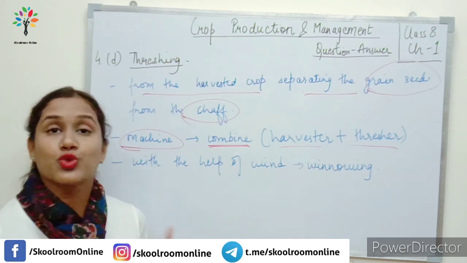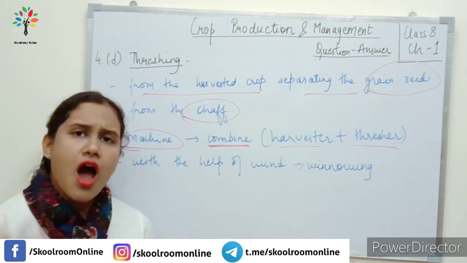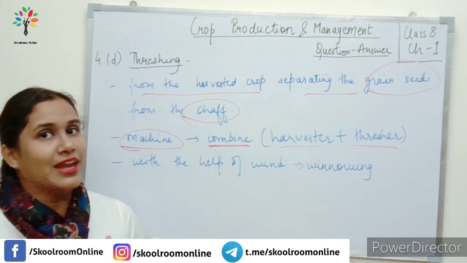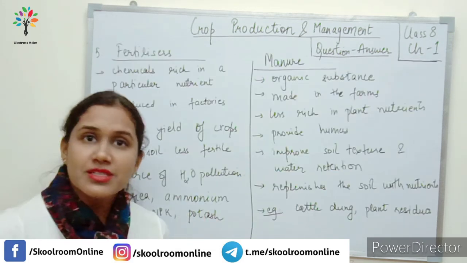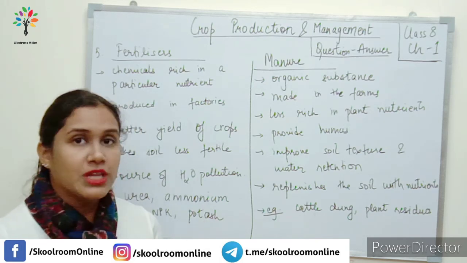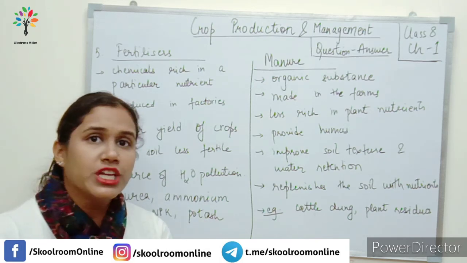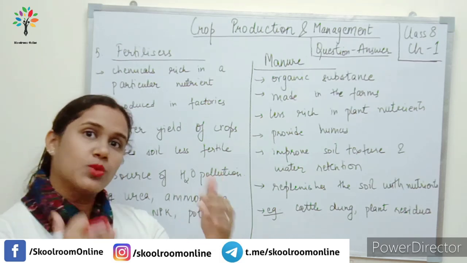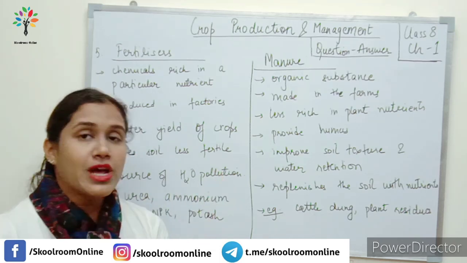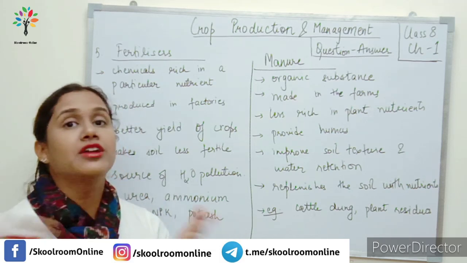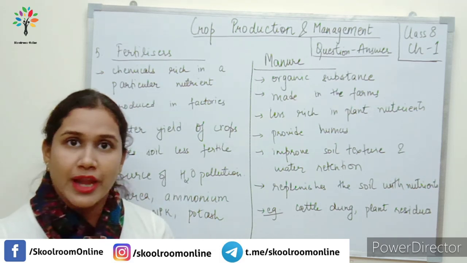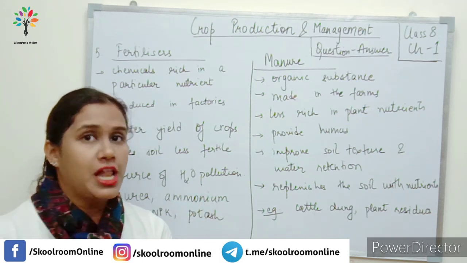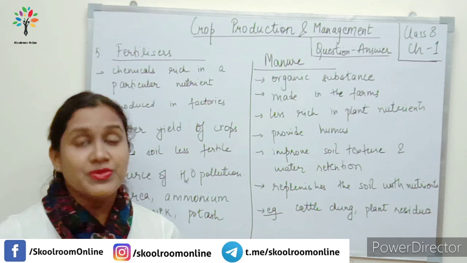Now let's move on to question number 5, which says, how are the chemical fertilizers different from organic manure? Now since this question is not a difference between fertilizers and manure, you don't need to make a table wherein you give the differences. You just need to list out the important points showing in your answer how fertilizers are different from the organic manure. Okay, so here I have few important points which will help you in framing your answer.